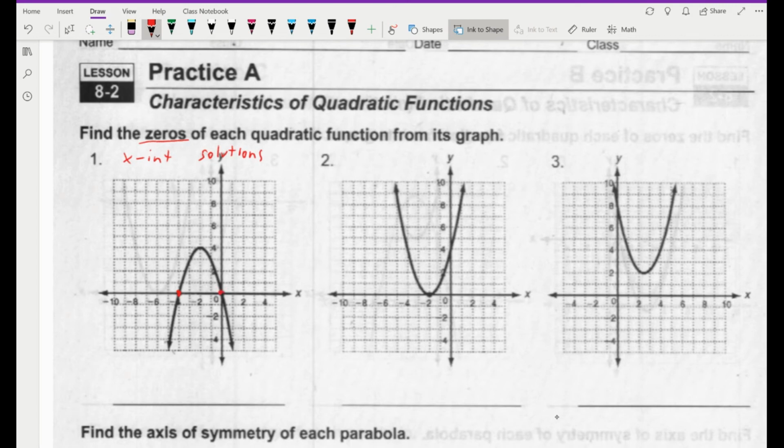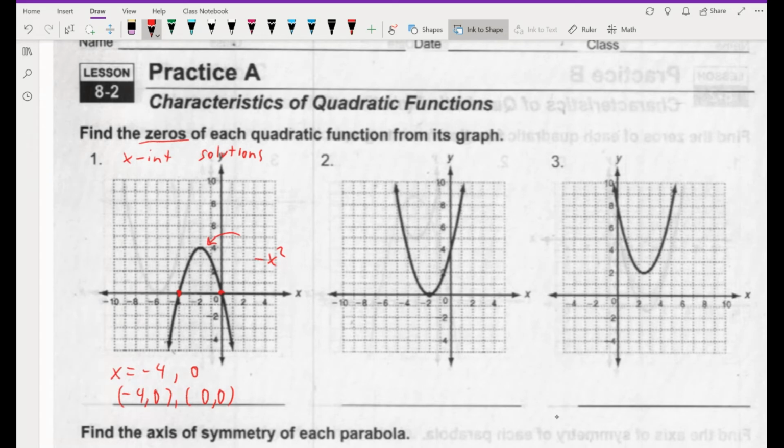Now this graph is opening down, so we know it's a negative x squared graph because it is opening down. And of course, it does have a maximum. The maximum will be right here. Now the zeros you could write as x equals -4 and 0. You could also write these as a coordinate pair, -4, 0, and 0, 0. Both ways are correct.